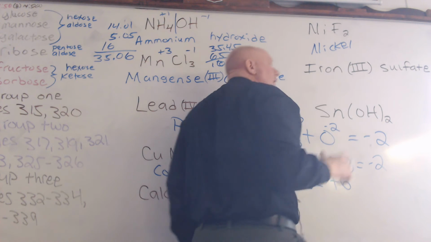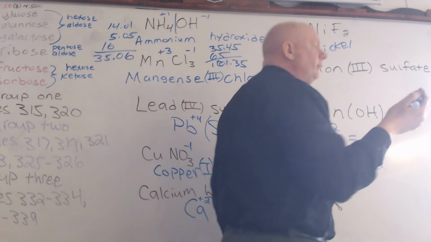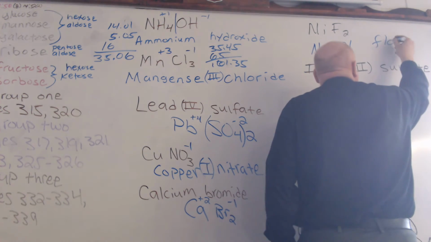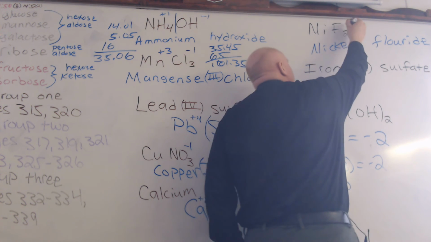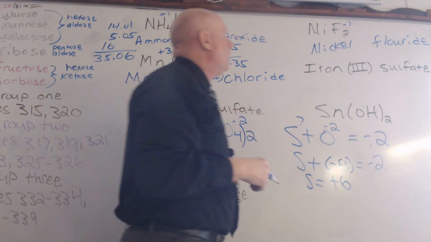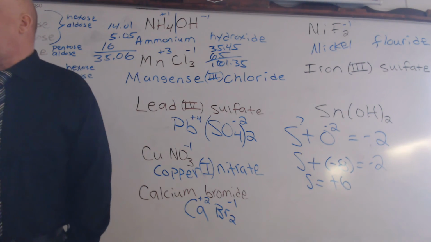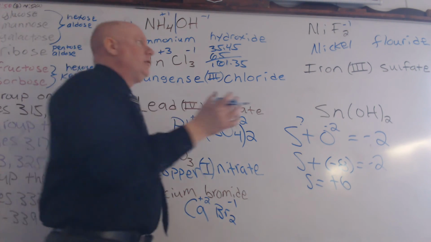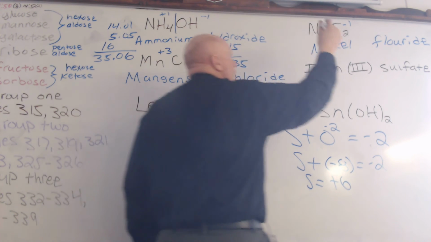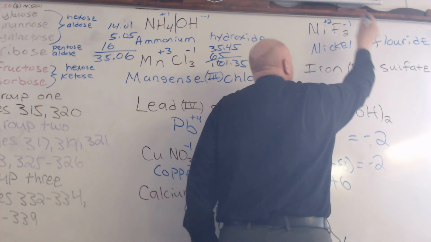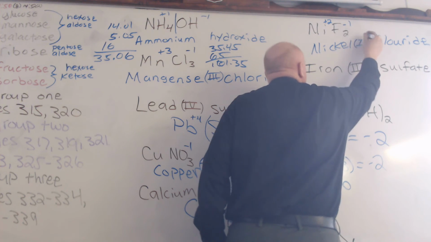Okay. F is the symbol for what? Okay. This has a charge of -1. So how many nickel ions do we have? Just 1 in the formula. So that must have a charge of +2. Now that adds up to 0.